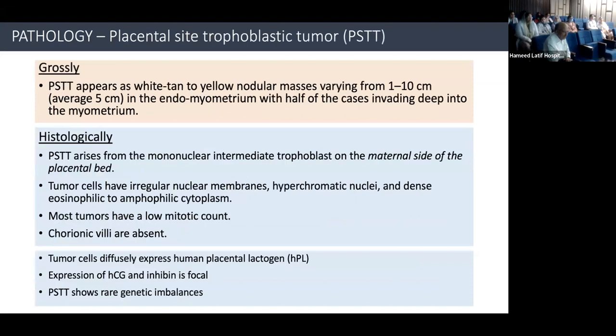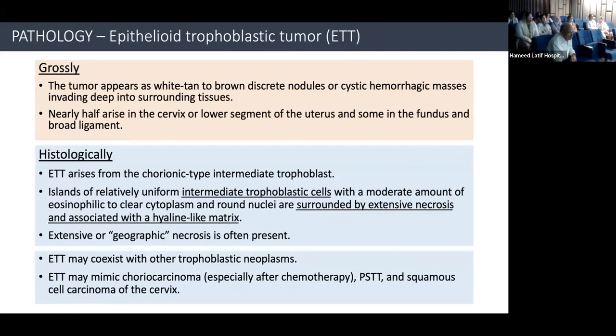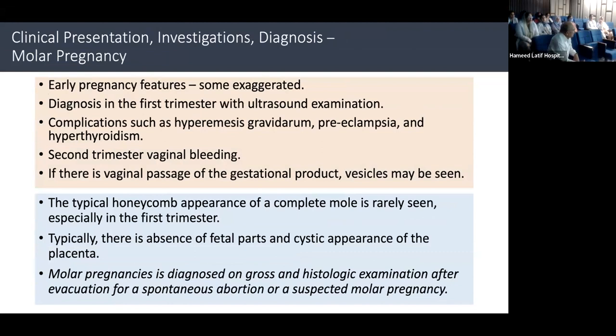Similarly, these are the features of placental site trophoblastic tumor and epithelioid trophoblastic tumors, because I'll be giving this presentation on your site, so you can later on look at the details of that.